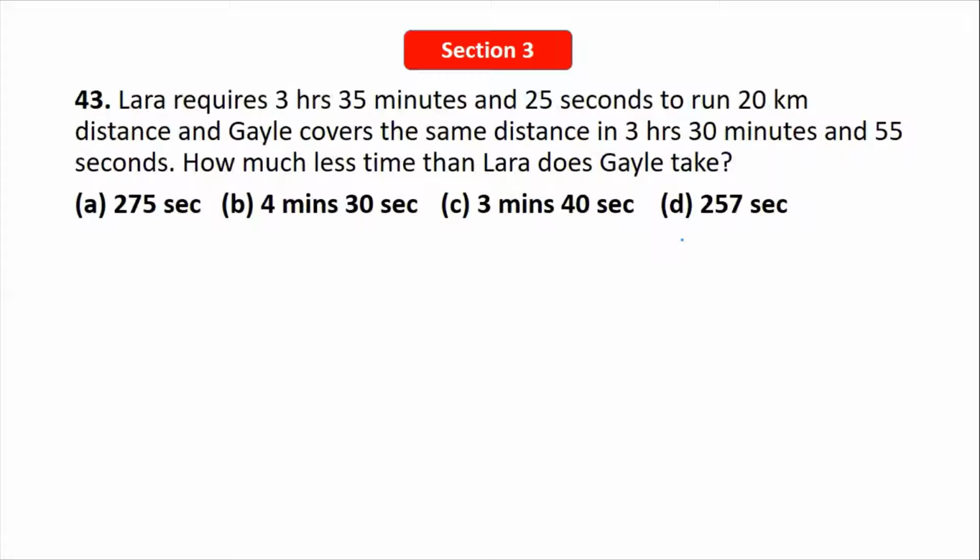Lara requires 3 hours, 35 minutes, and 25 seconds to run 20-kilometer distance, and Gail covers the same distance in 3 hours, 30 minutes, and 55 seconds. How much less time than Lara does Gail take? So we don't need this 20 kilometers information. We can cancel it.